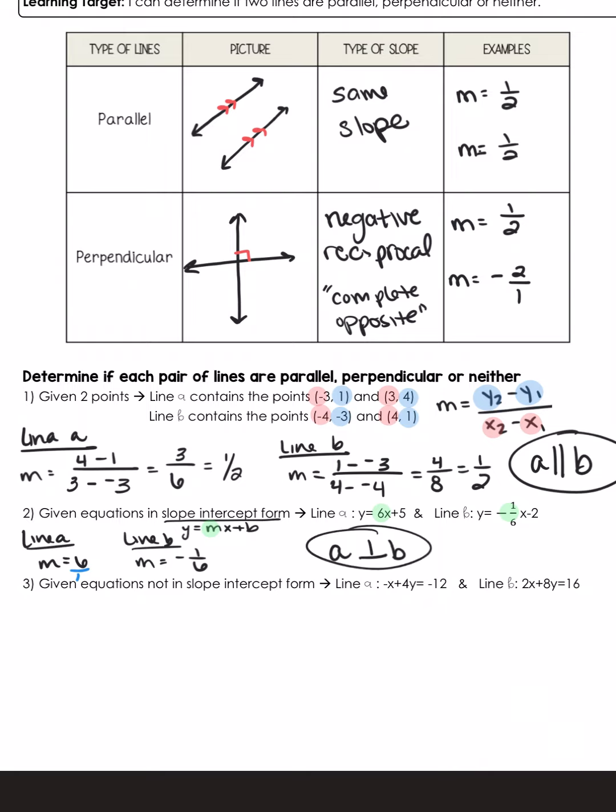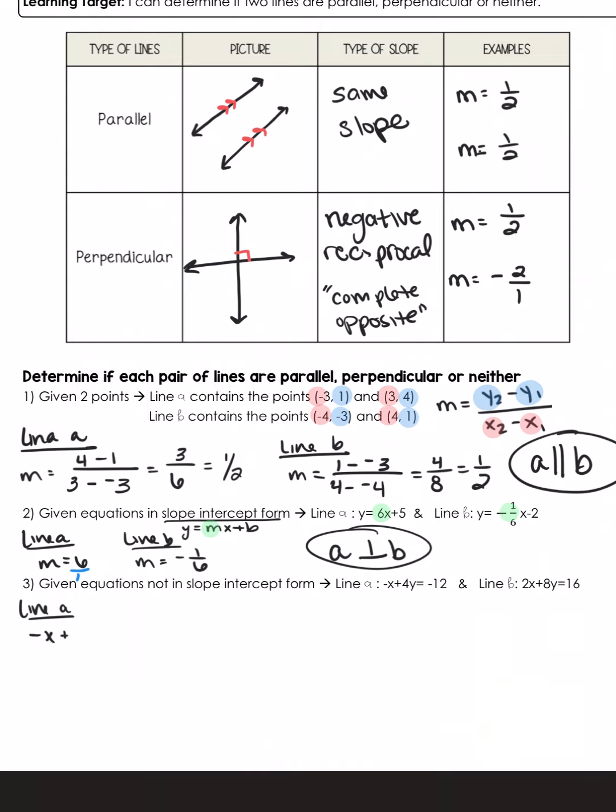The last kind of scenario that you might see are two lines that are not in slope-intercept form. For this, we still have to do some work. We're gonna go back and change these equations so that they look like slope-intercept form. So we are going to solve them so they say y equals.